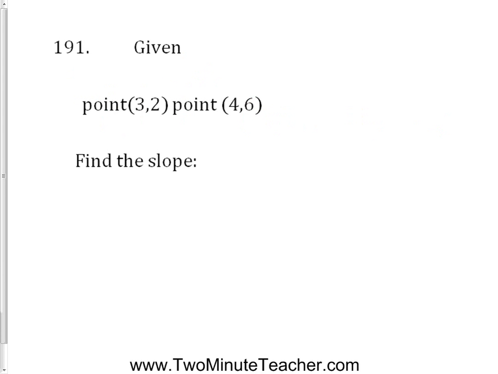All right? Moving on. 191. Given point 3, 2 and point 4, 6, find the slope. Oh, this is really important. I've seen this problem a bazillion times. If you have 2 points, you got to be able to write an equation for the whole thing. And to do that, you got to have the slope. Well, all they're asking here for this is the slope. So I go y sub 2 minus y sub 1 over x sub 2 minus x sub 1.